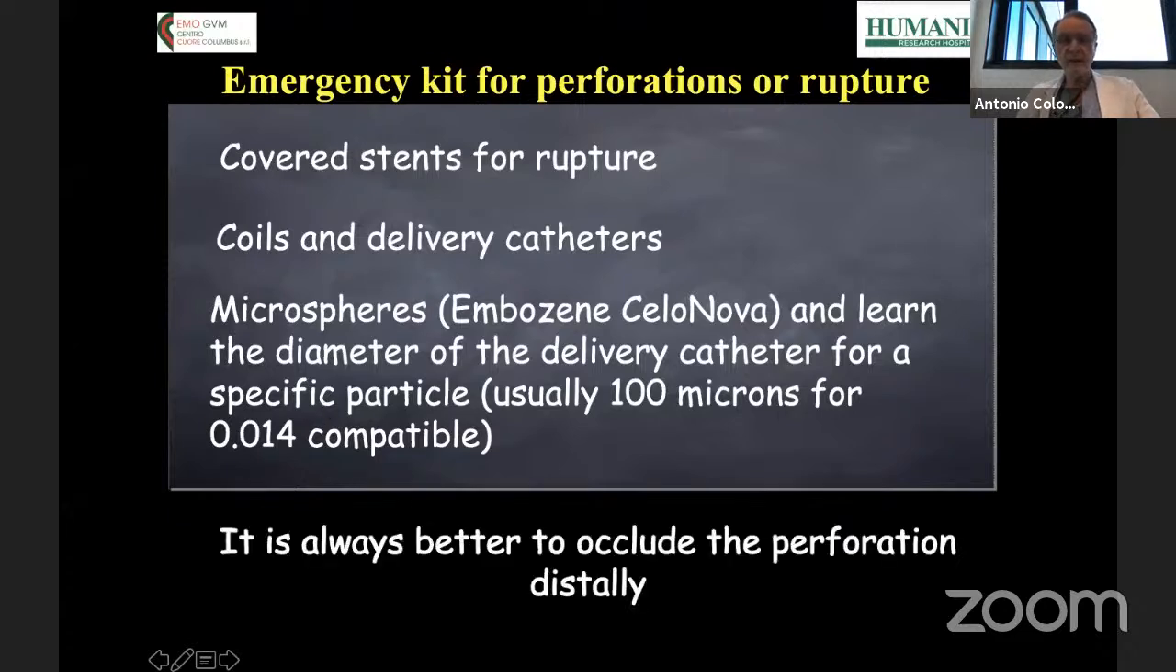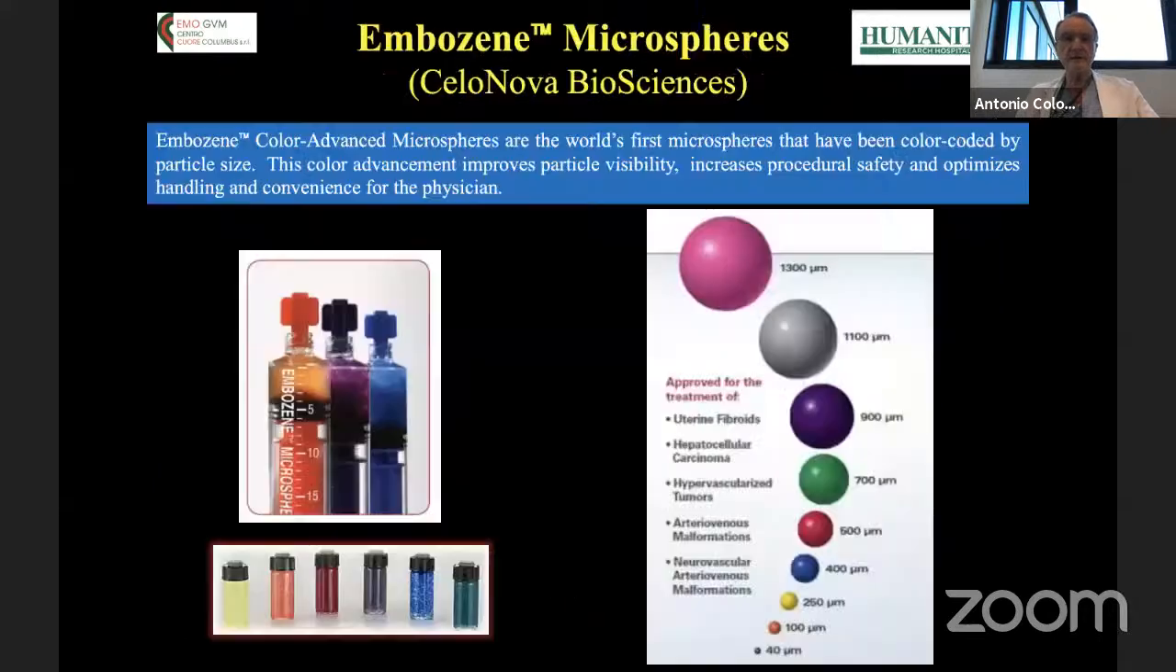You may not need microsphere, but coils and cover stents are both essential. It is always better to occlude the perforation distally. Be very stingy about taking care of a perforation by occluding the feeding vessel with a cover stent. Sometimes the perforation is supplied by collaterals and comes back after a couple of hours. If you have occluded the perforation distally with a coil, this issue is taken care of.